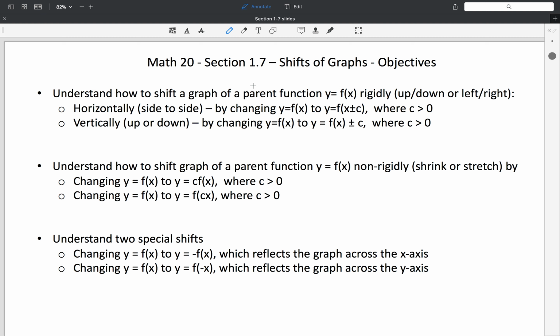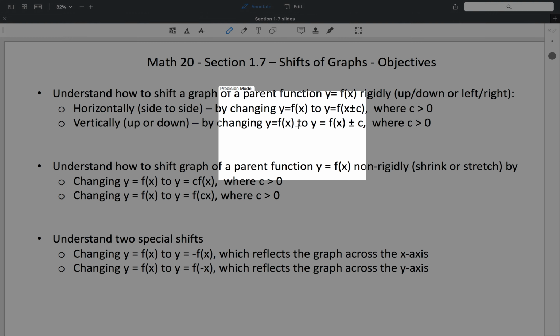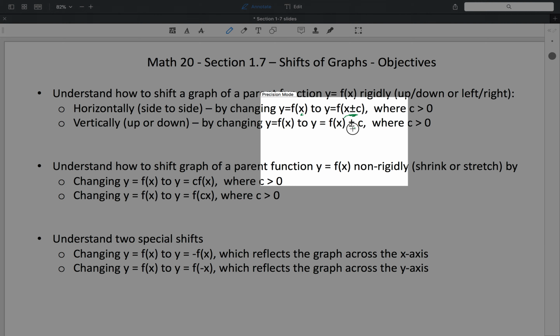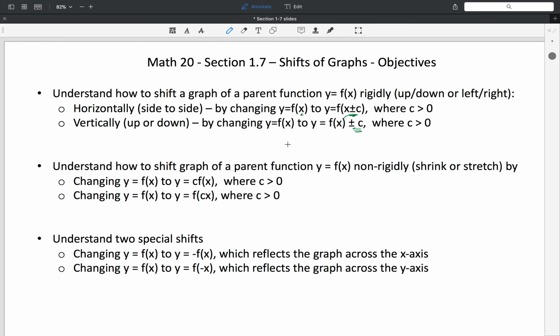One way is to do it horizontally, left or right, side to side. They mean the same thing. What you do there is you take y equals f of x, you take your x, and then you either add or subtract c to it, where c is greater than or equal to 0. And to move it up or down, you take f of x and then add c to the function. Notice that when I do this here, I take x and then add or subtract c before applying it to the function. Here, I do it after.